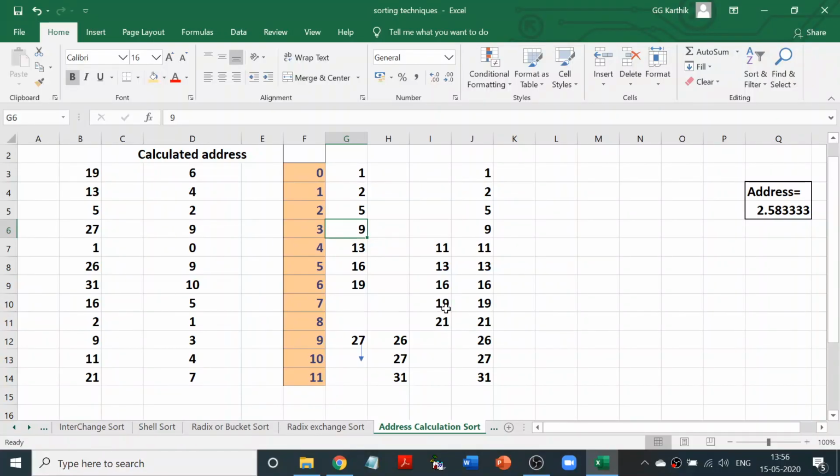Then 21 is there, so where I will put the 21, I have to put in location 7. 7 already there is 19, so I'm just putting one location. Then I will compare 19 and 21. 19 is smaller, so 19 comes first, then I'm going to push 21 down to the 8th location.